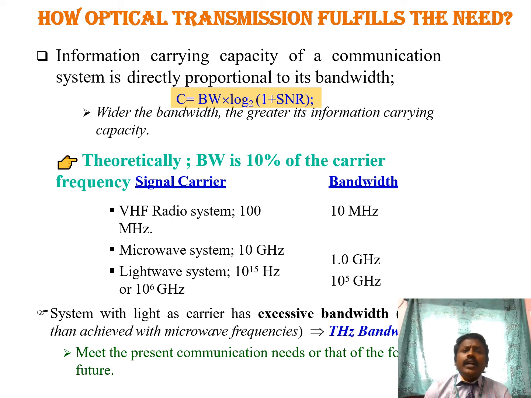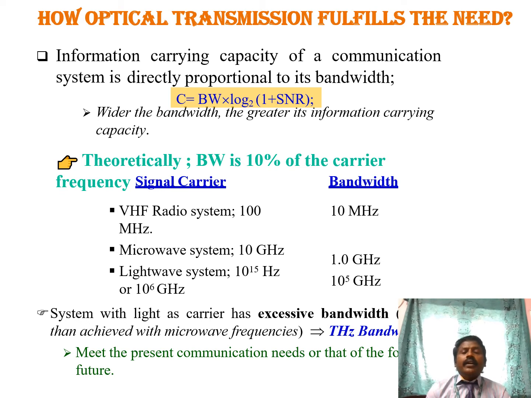Okay, so how does optical communication satisfy the current need? The information carrying capacity of a communication system is directly proportional to its bandwidth. So C equals bandwidth multiplied by the logarithm of 1 plus SNR, where SNR is the signal to noise ratio. Look at that, the bandwidth and capacity are directly proportional. So if we go for more bandwidth, then we can have more capacity. That is the ultimate aim. So the wider the bandwidth, the greater its information carrying capacity.